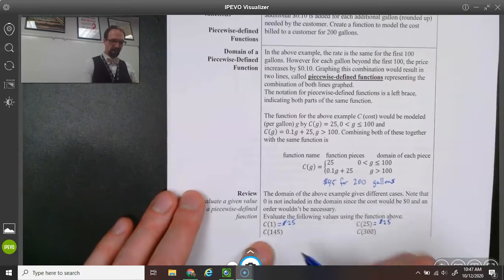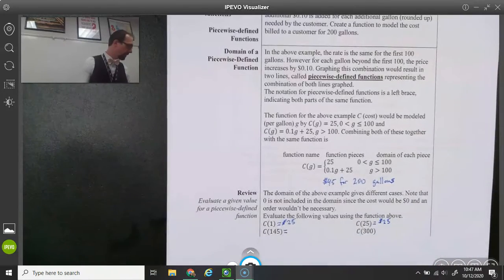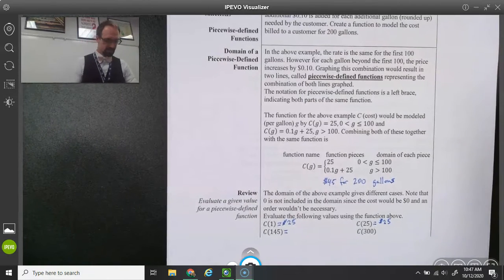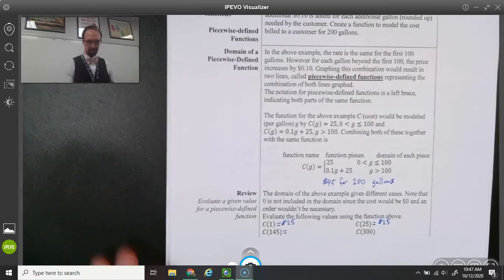See, I have 145, so I plug that in. Forgot to grab my calculator. I was looking for it earlier, too. Here we go. So plug in 145, take it times 0.1, 14.5, and then adding 25 gives us 39.5.